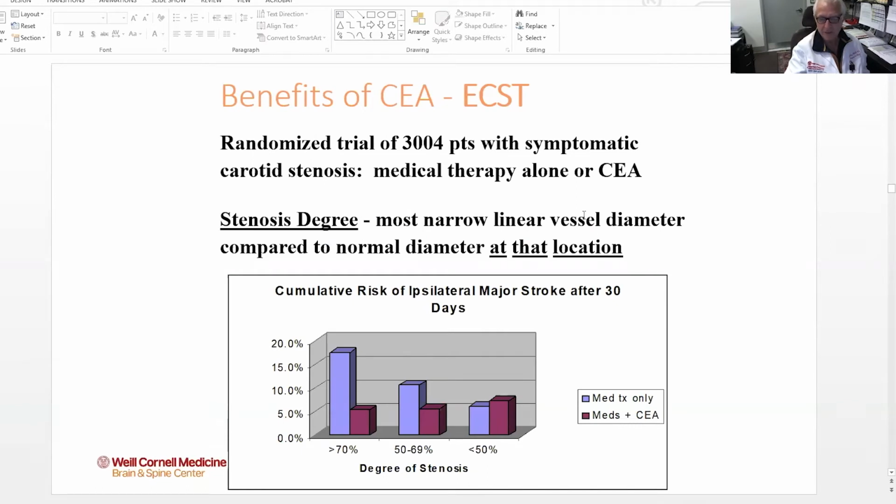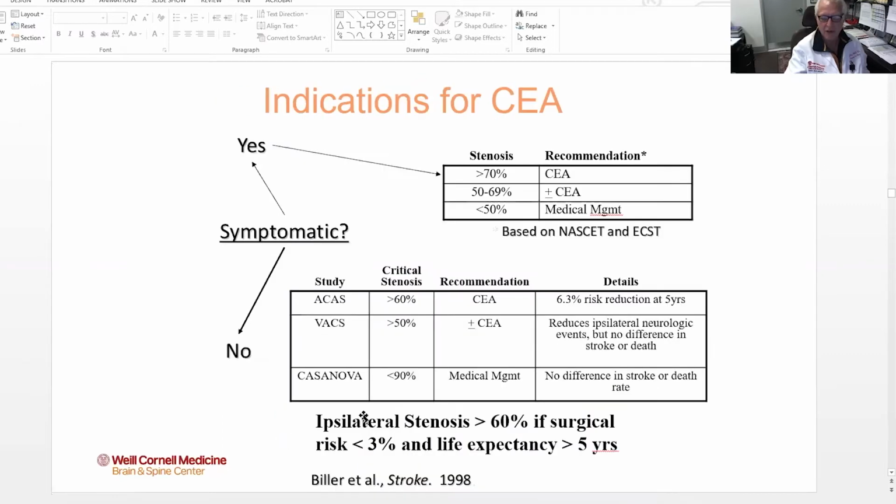Corroborated by the European carotid trial, similar reduction from 17% down to 4.5%. So significant benefit to surgical intervention for carotid occlusive disease. And this led to the way we basically manage things now. A patient that's symptomatic with greater than 70% stenosis is going to get a CEA or stent, depending upon their medical comorbidities. Patients with 50 to 69%, we have a debate, less than 50% with medical management.